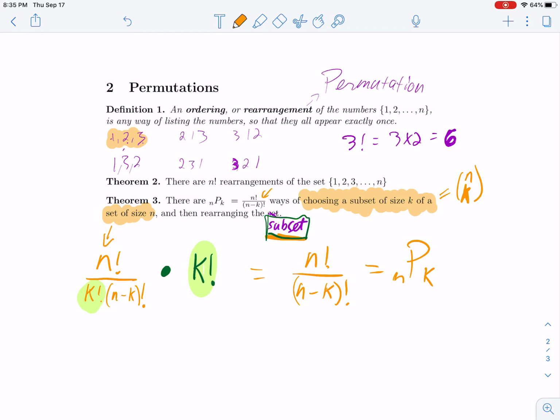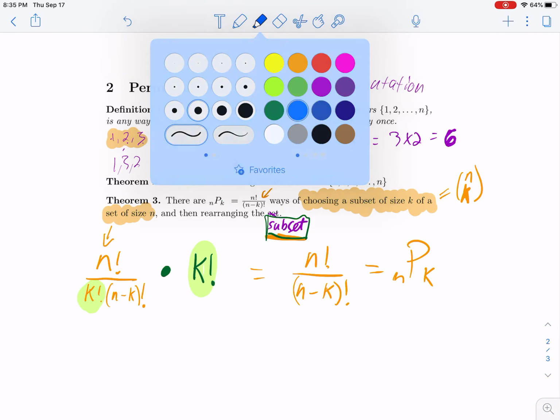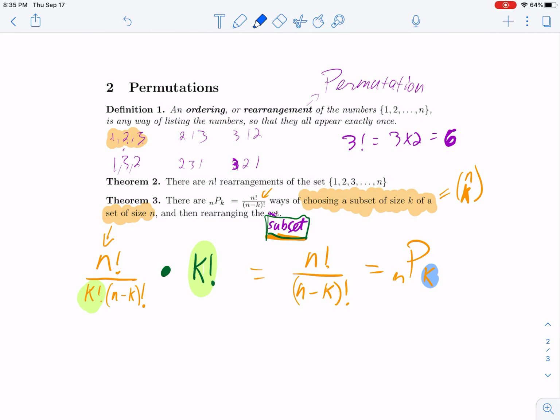Okay? Now there is something to be careful with here. There's something to be very careful with. This is k. This is n minus k. Don't accidentally put k in the denominator. You're not going to get the right answer. Okay? You won't get the right answer.